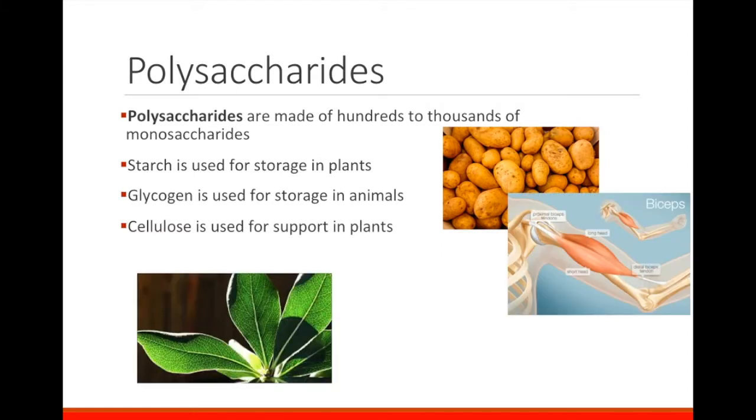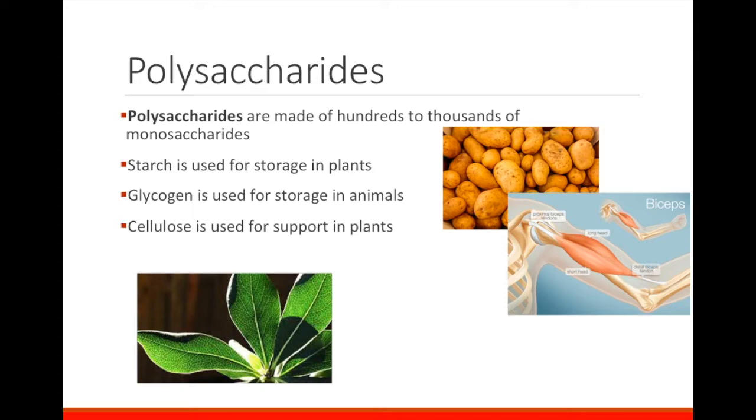Cellulose is used in support of plants. It is a structural carbohydrate. It makes up the leaves of leafy green vegetables as well as green stems. These are hard for us to digest, but they are important for our health and digestion to function properly. We typically call this dietary fiber.